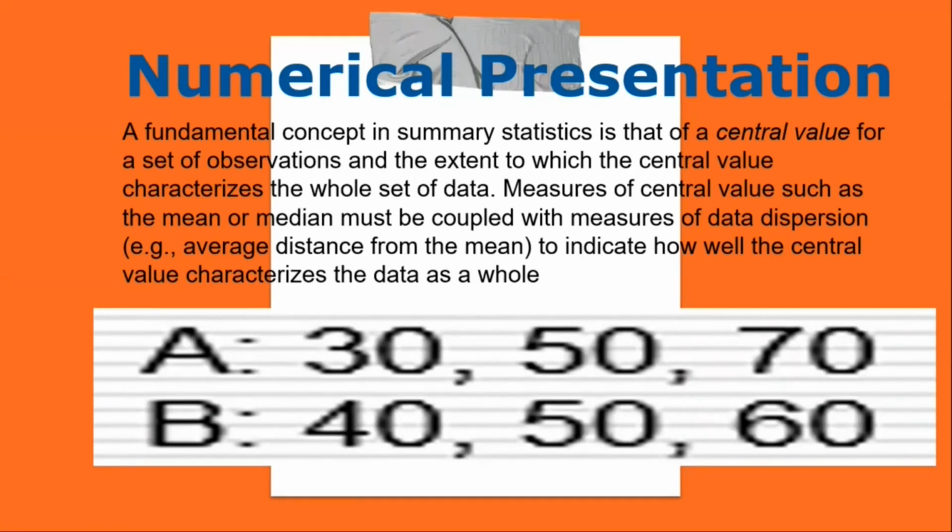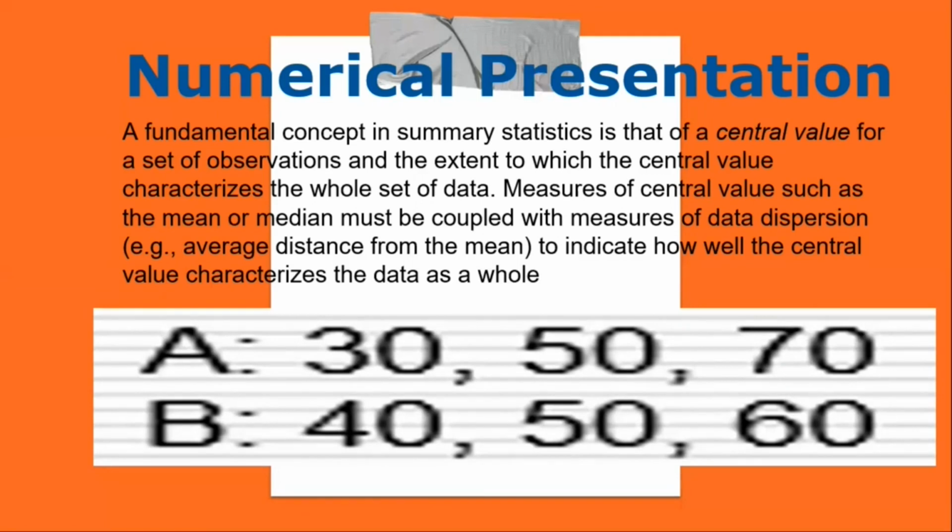But the distance of the observations from the mean in dataset A is larger than in dataset B. Thus, the mean of dataset B is a better representation of the dataset than is the case for set A. Commonly used methods are mean, median, mode, geometric mean, etc.